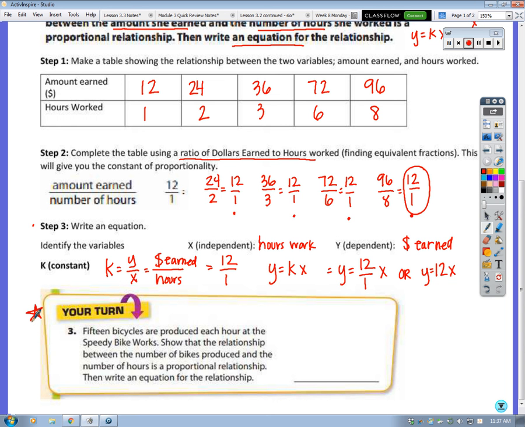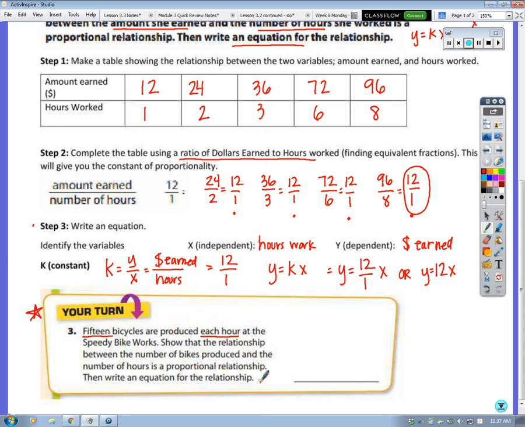Okay, so here's how you would solve this your turn problem. 15 bicycles are produced each hour at the Speedy Bike Works. So what is our rate here? We got 15 bikes each hour, so 15 bikes per hour. Show that the relationship between the number of bikes produced and the number of hours is a proportional relationship. Then write the equation for the relationship.